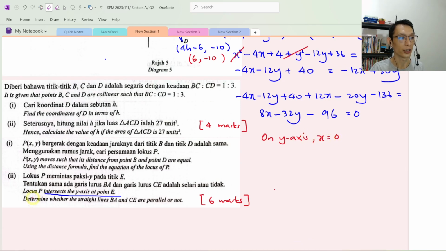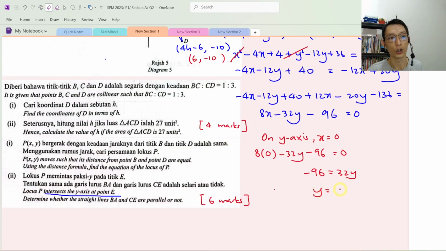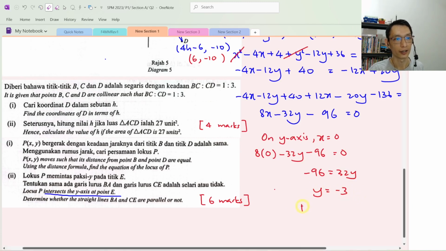So since this is locus P intersecting the y-axis at point E, I'm going to use this equation. x times 0 minus 32y minus 96 is equal to 0. So negative 96 is equal to 32y. So y is equal to negative 3. Right? Okay, now we got the coordinate of point E. x is equal to 0 because on the y-axis, and y is equal to negative 3.